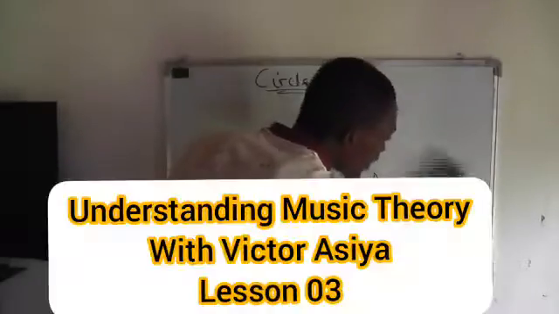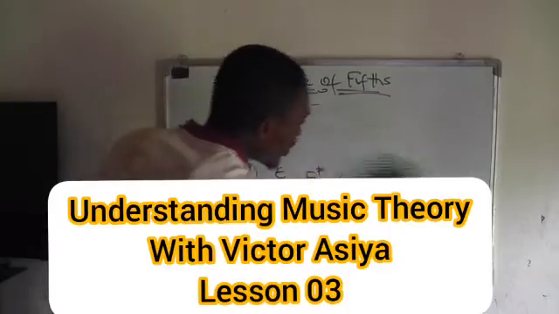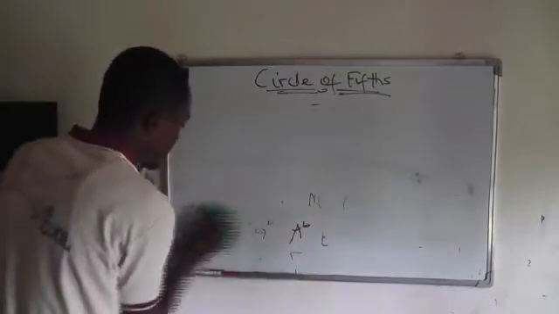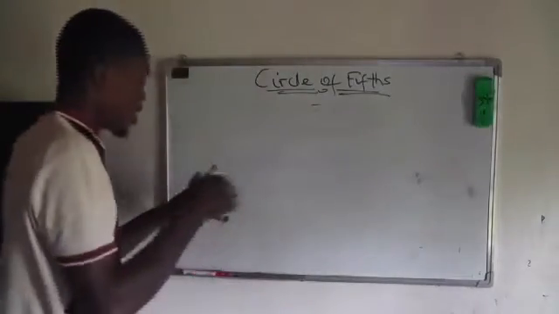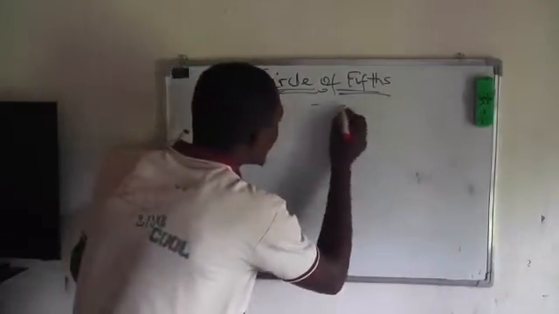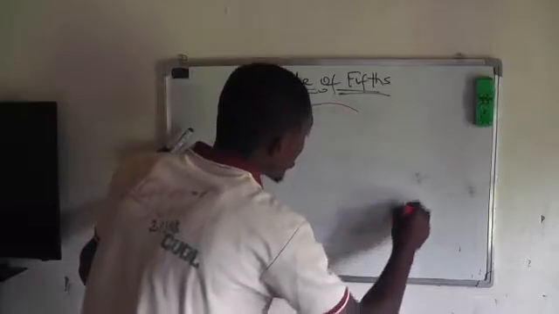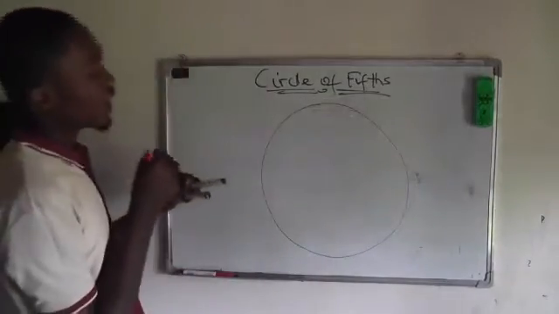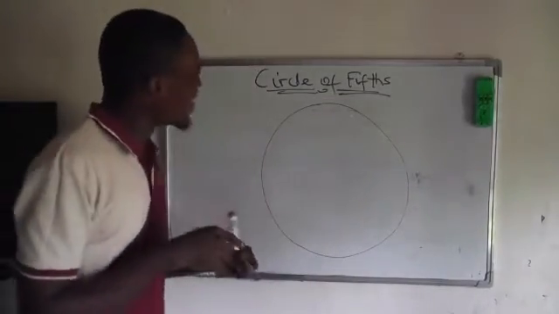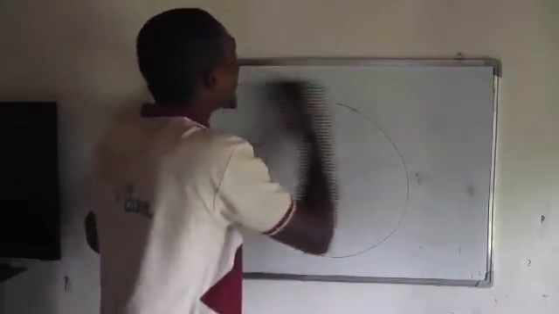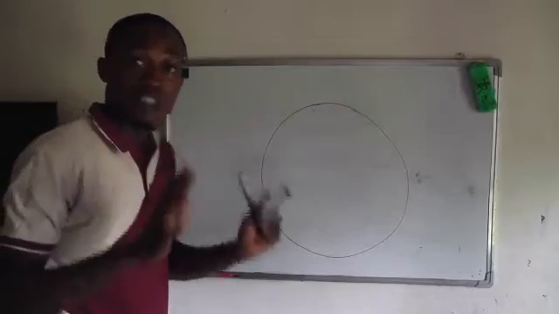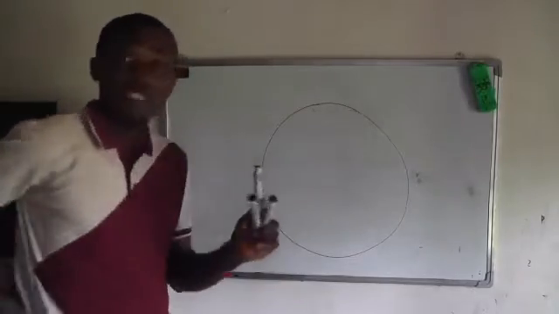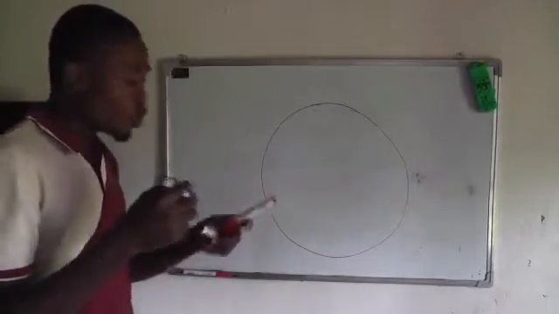We are going to move to the next step. Okay, the circle of fifths. Wow, that's a wonderful circle there. So remember, we established that the key of C has what? No sharp and no flat. So please get that.